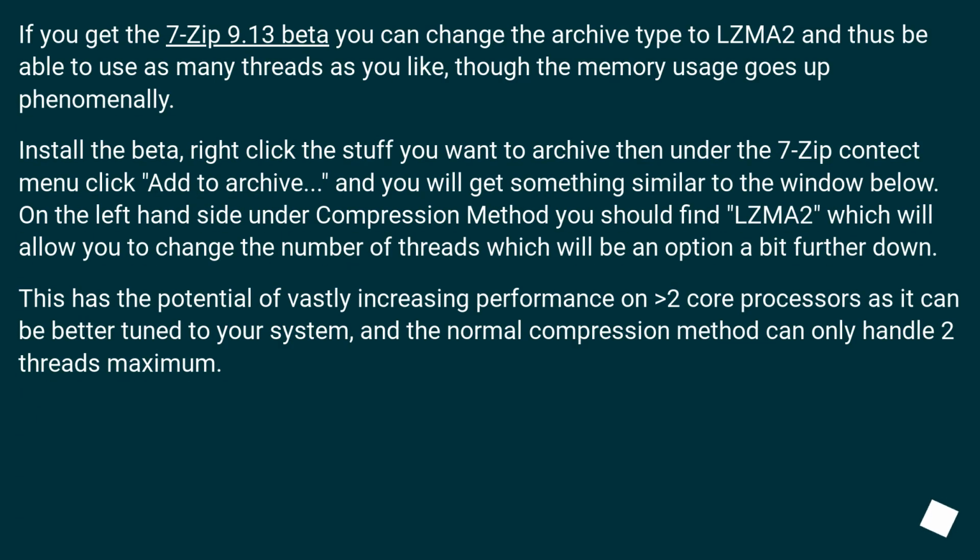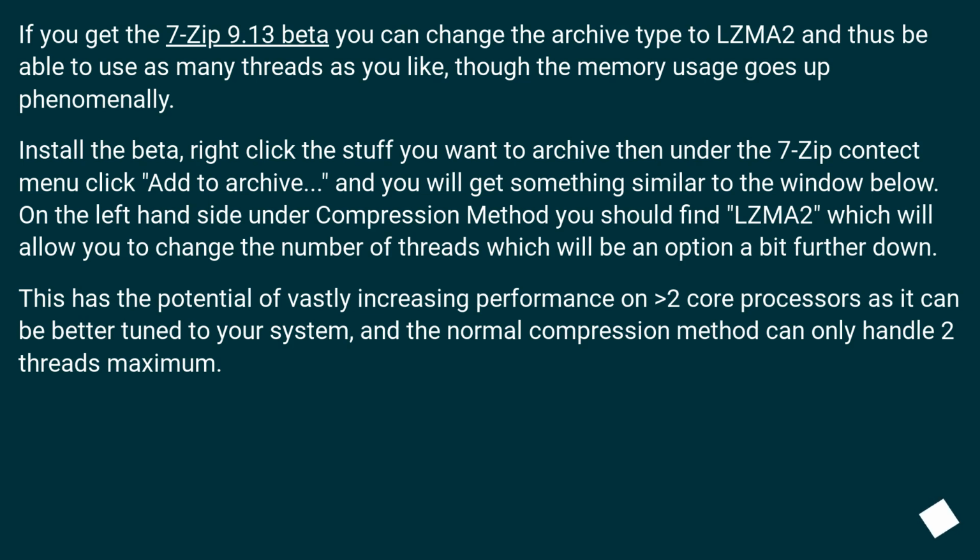If you get the 7-Zip 9.13 beta, you can change the archive type to Ultra 2 and thus be able to use as many threads as you like, though the memory usage goes up phenomenally. Install the beta, right-click the stuff you want to archive, then under the 7-Zip context menu click Add to Archive. And you will get something similar to the window below.